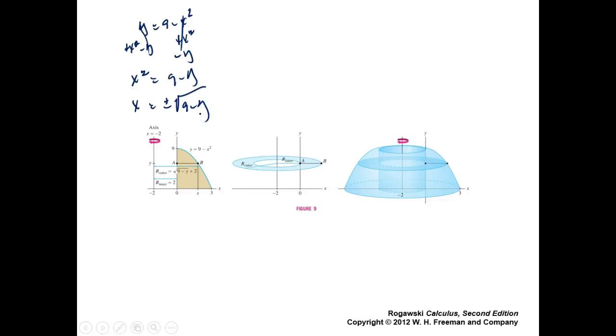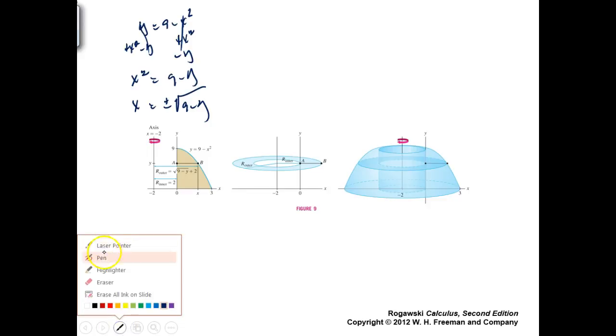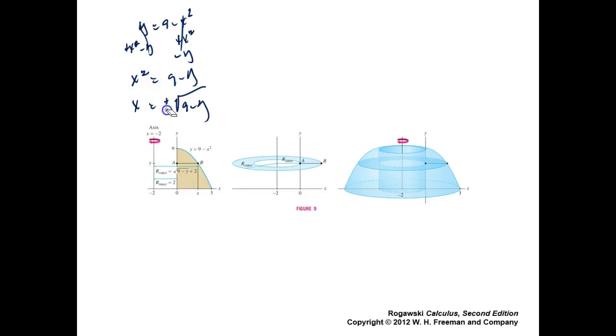But guess what? Your x's are always positive here, 0 to 3. So you don't need to do plus or minus, you just do the plus. And that's what they do here, the square root of 9 minus y. You're using the physical characteristics of the problem to help you identify the value. So there's your x.